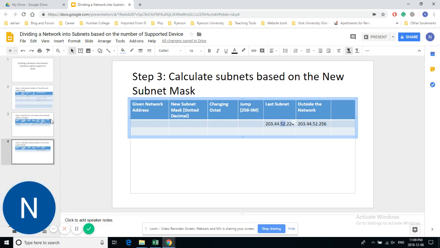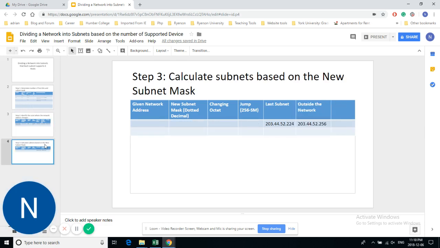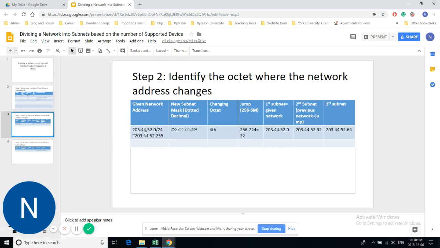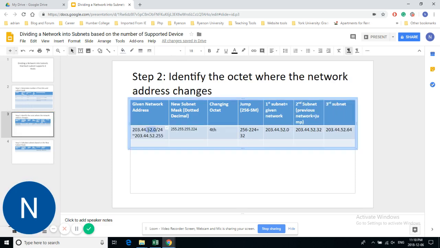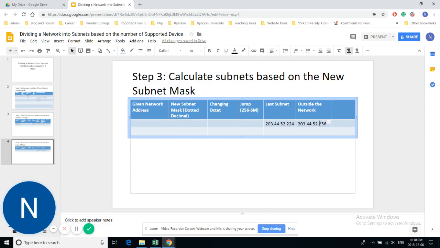So the quicker way, if I don't need to find out all subnets, the quicker way to find the last subnet is to go just outside your network. So for that case, you need to figure out what is the address just outside your network. In this case, it is 52.256, and then jump once from that backward, you get 224. That is the last subnet.